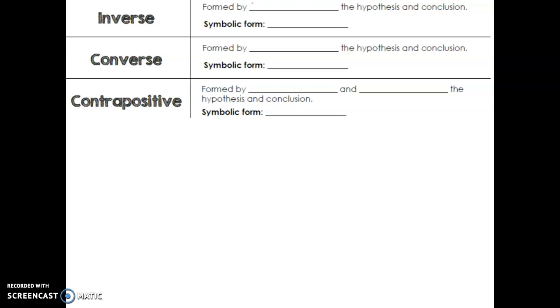So the inverse is formed by negating the hypothesis and conclusion. So you read it as squiggly P, squiggly Q. The converse is formed by switching the hypothesis and conclusion. So you would say Q, then P. Usually we are starting with the original conditional statement, if P then Q. Now we're going to say if Q then P.